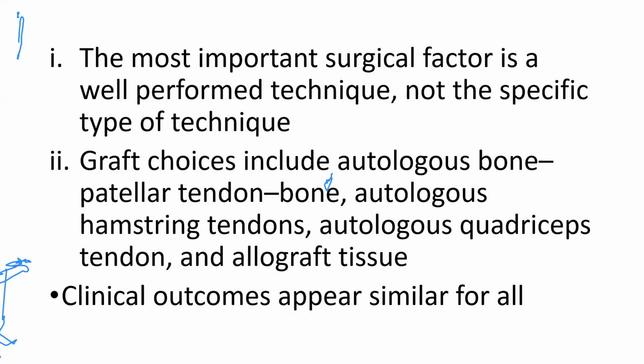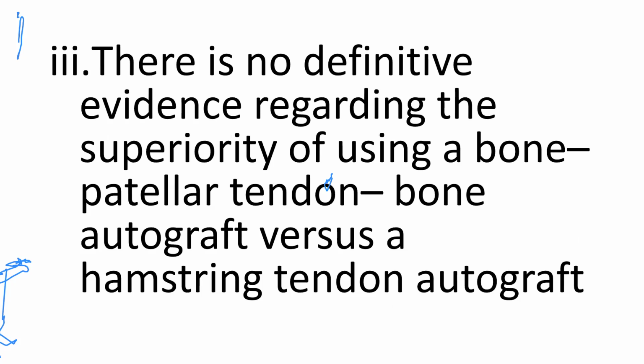Graft choices include autologous bone-patella tendon-bone, autologous hamstring tendons, autologous quadriceps tendon, and allograft tissue. The clinical outcomes are the same whichever you use. You have to make the tunnels in the proper positions. There is no definite evidence regarding superiority of using a bone-patella tendon-bone autograft versus a hamstring tendon autograft.